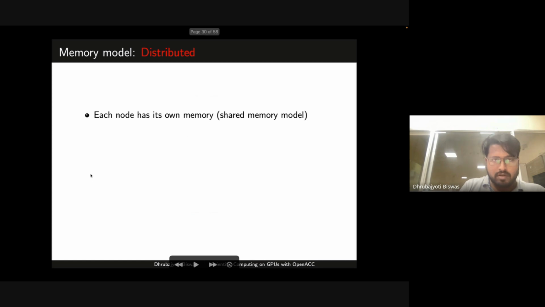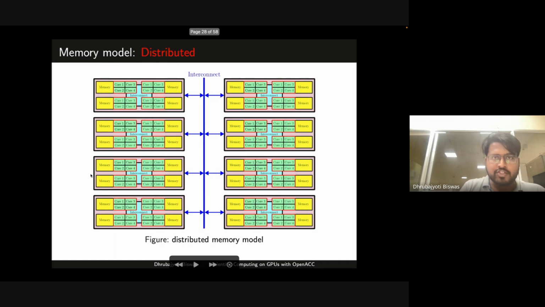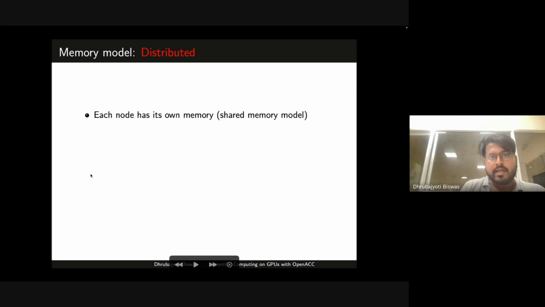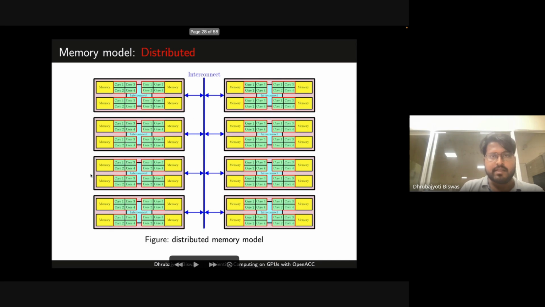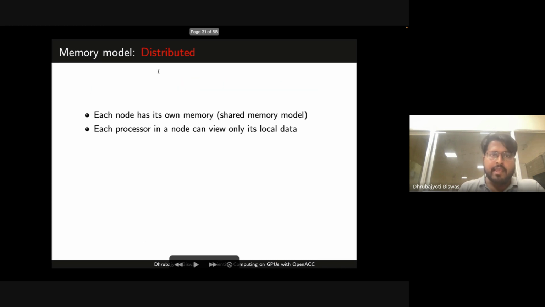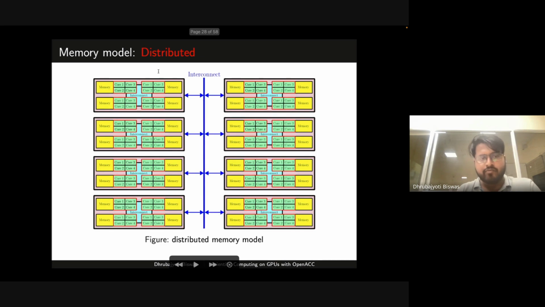Okay, so what are the features of this? Each node has its own memory. Each node in itself is a shared memory system, like this system in itself is one self-contained unit. Each processor in a node can view only its local data. That is what we just saw in the case of the shared memory model, that whatever is inside a single node is visible to all the processors, all the cores inside that node.